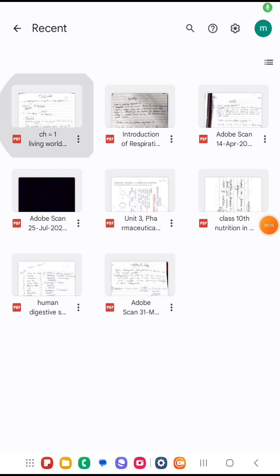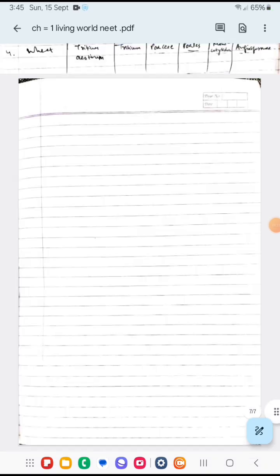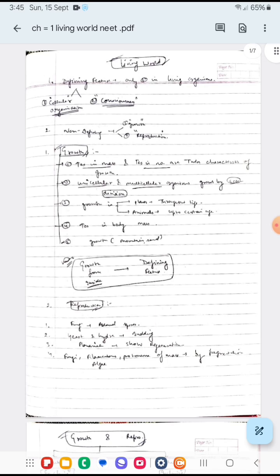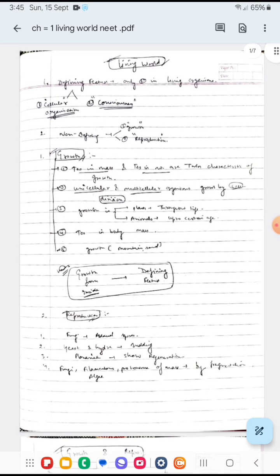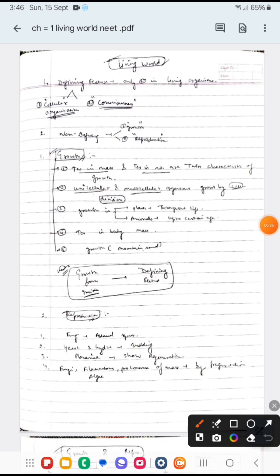So let's start with the chapter. First of all, the name of the chapter is the living world. The main aim of this chapter is to learn about all the living organisms, their defining features, how they survive in the surroundings, how they live in the surroundings, how they take oxygen from the air, and all.